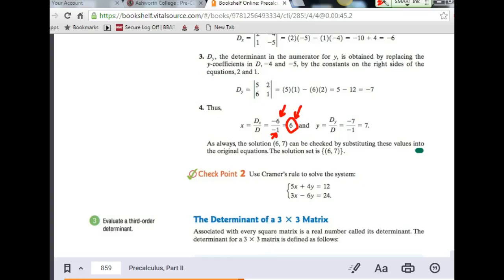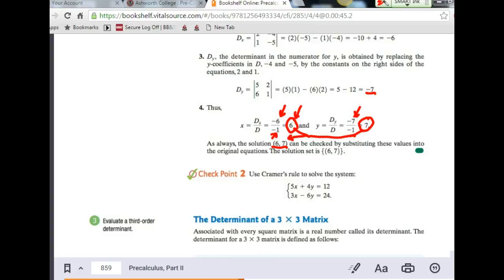To find the y value, you're going to take the determinant of y, or D sub y, which we just found right here, was -7. You're going to divide it by the regular determinant, which was -1, and that ends up being +7. All you have to do now is just simply put those two values together into an ordered pair, and so your solution is 6, 7.